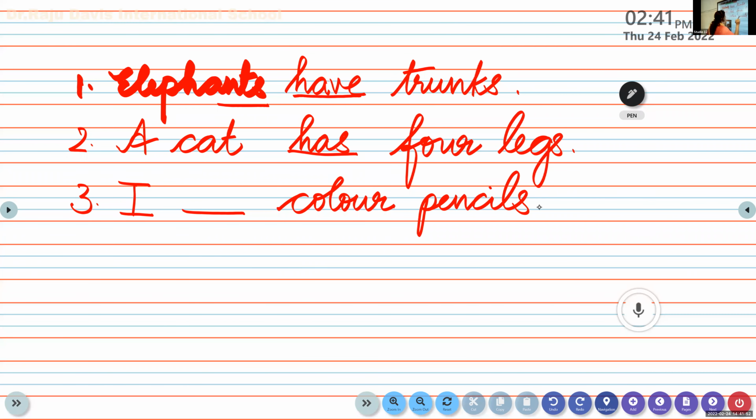Come on, read the question. Why are you hesitating? Come on, what is there in your workbook? Read the question. The third question, which is there on page number 41. I dash. What is written here? Color pencils. Color pencil. So what should I write here? Yes, 41. Come on, tell me the answer.